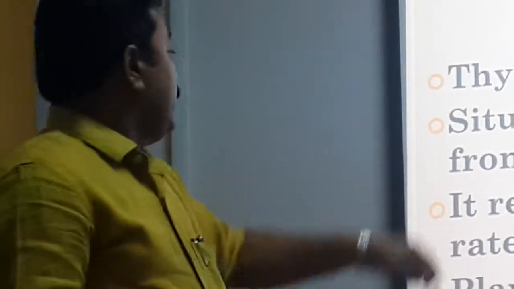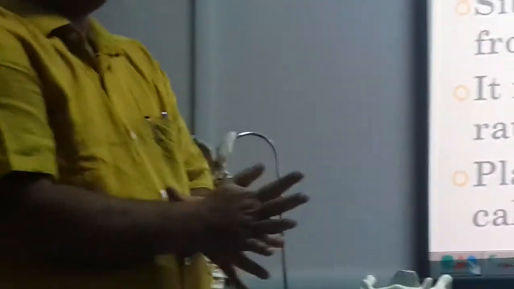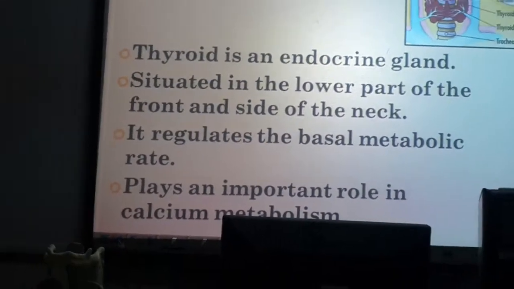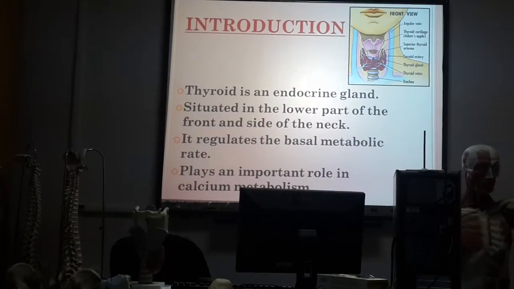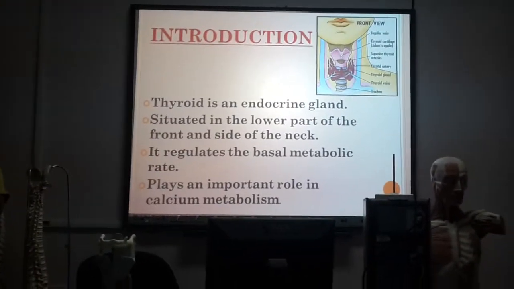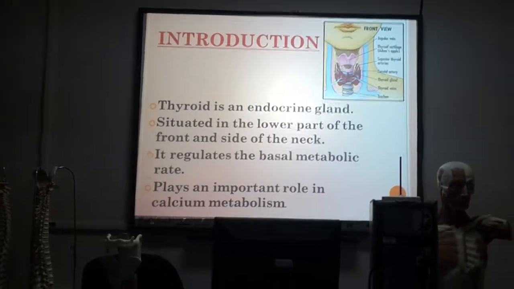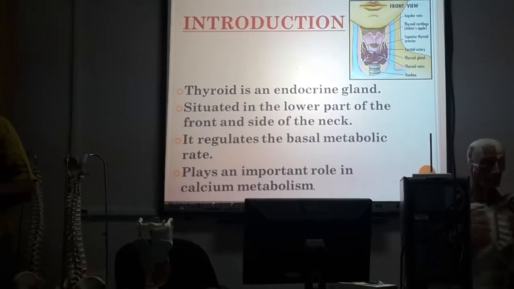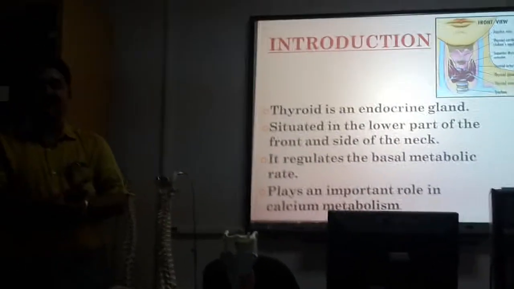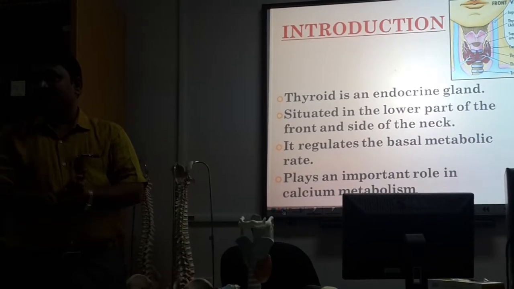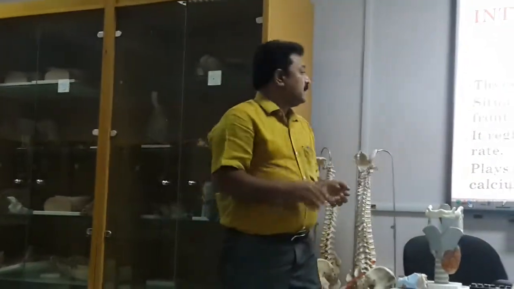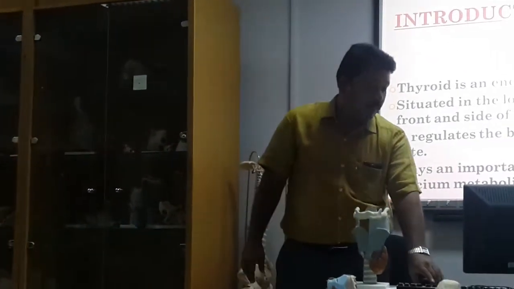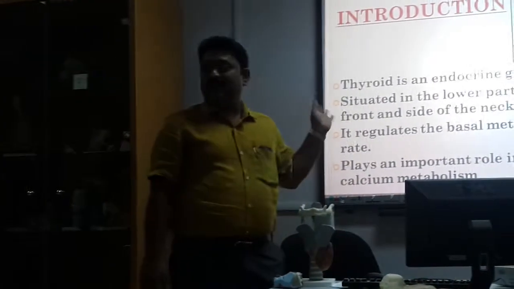It regulates the basal metabolic rate and it plays an important role in calcium metabolism. How will it regulate calcium metabolism? Calcitonin. C cells, the parafollicular cells. So with these parafollicular cells, it regulates the calcium metabolism.